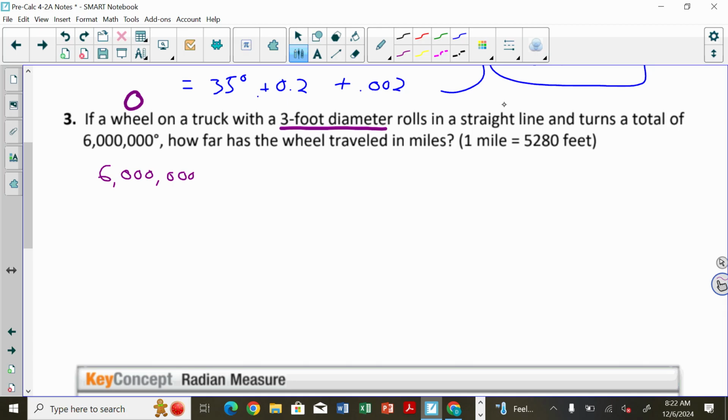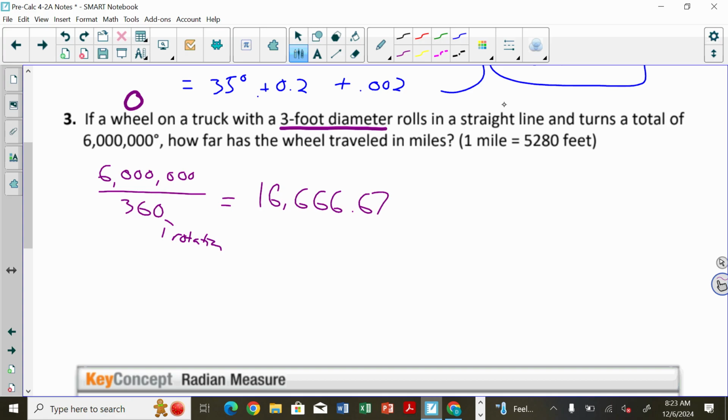And so how many rotations was that, basically? If I divide it by 360, that's going to give me how many rotations, how many revolutions the circle makes, because 360 is one rotation. So that means that wheel went around about 16,666.67 rotations.